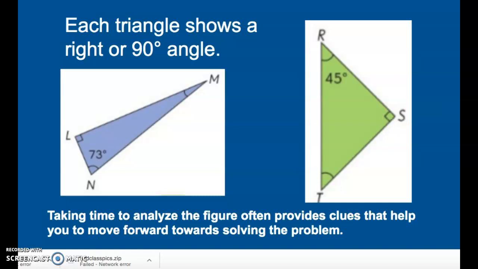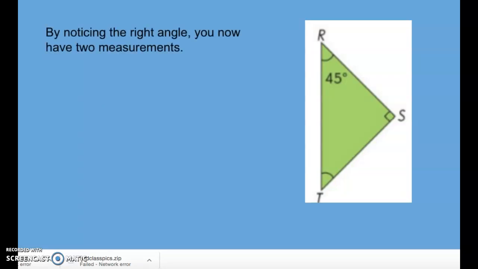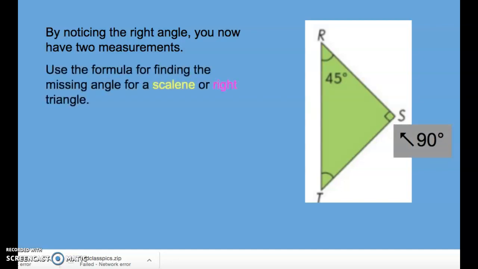Taking time to analyze the figure often provides us with clues that help us move forward towards solving the problem. Now we know values for two angles in these triangles, and you know how to easily solve for the third. Let's look at the one on the right. We show the 45-degree angle, and we see the right angle at S. Now we know one angle measures 90 degrees and another measures 45 degrees, and we can use that formula to solve for the angle at T.